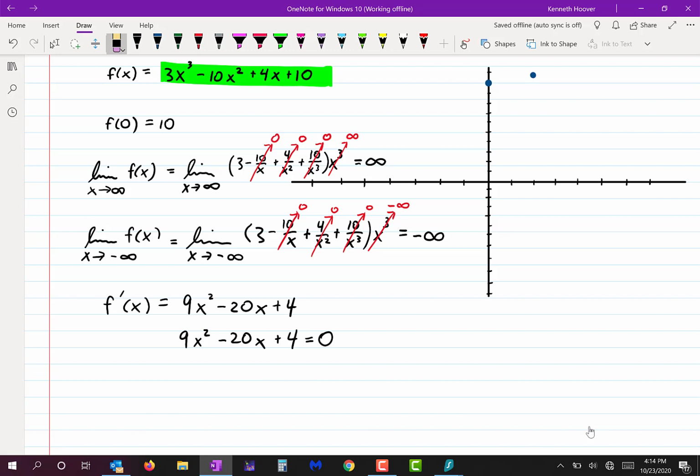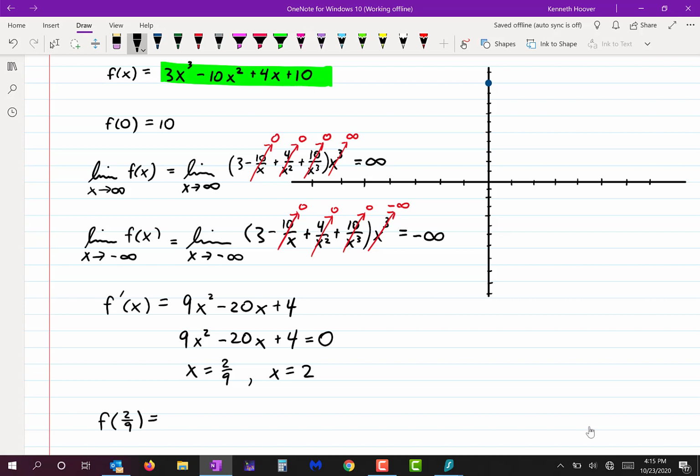Okay, all you need to solve that is the quadratic formula. That's just basic algebra, so I'm going to leave that to you, and this is what we get when we do the quadratic formula. We find out that f prime of x equals 0 when x equals 2/9 and also when x equals 2. Okay, so that means we're going to have critical points at 2 places. I would like to find exactly where those points are, so let's plug those numbers into our function.